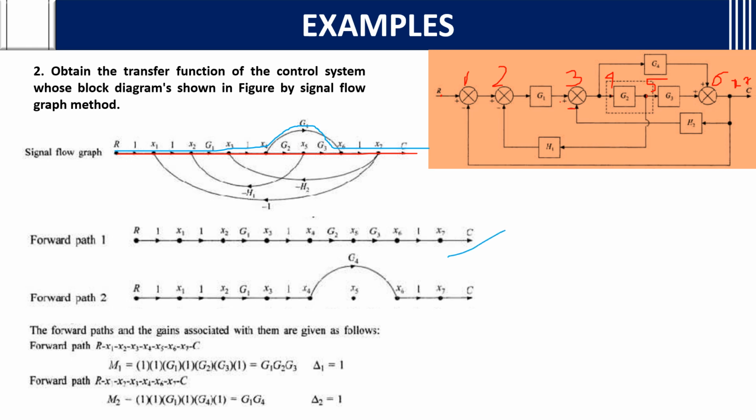So this will be M1, this will be M2. M1 is what? G1, G2, G3, the gains. Then M2 is what? G1, G4. With respect to the first path, is there any loop which is not touching it? No, all are touching. With the second path, all are touching. So delta 1 and delta 2 will be 1 itself.